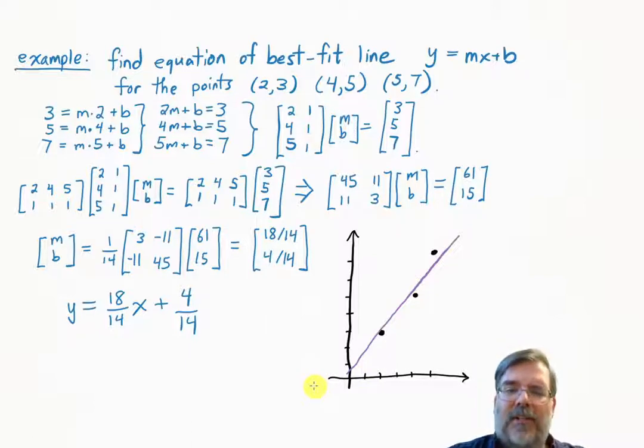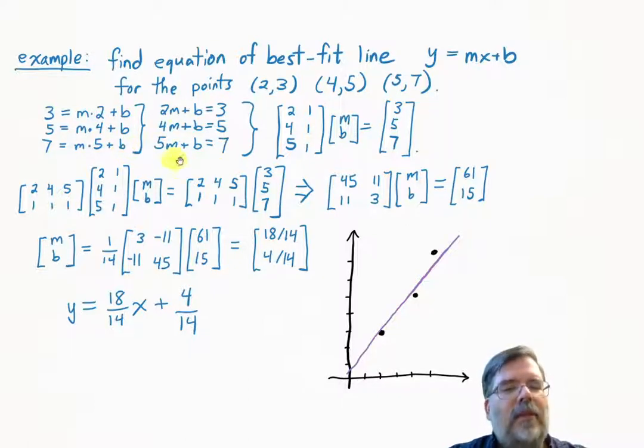This is one more example to show you that once you really get going with this method, it's pretty quick. To find the equation of the best fit line, y equals mx plus b, for this set of 3 points. Here the points are (2, 3), (4, 5), and (5, 7). First, plug these 3 points into this equation. Make sure the x's and the y's are correct. And here our y's are equal to the m's times x's plus b's.